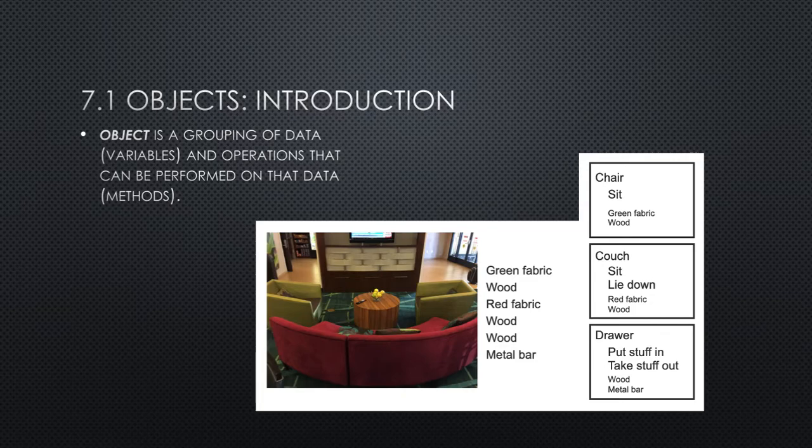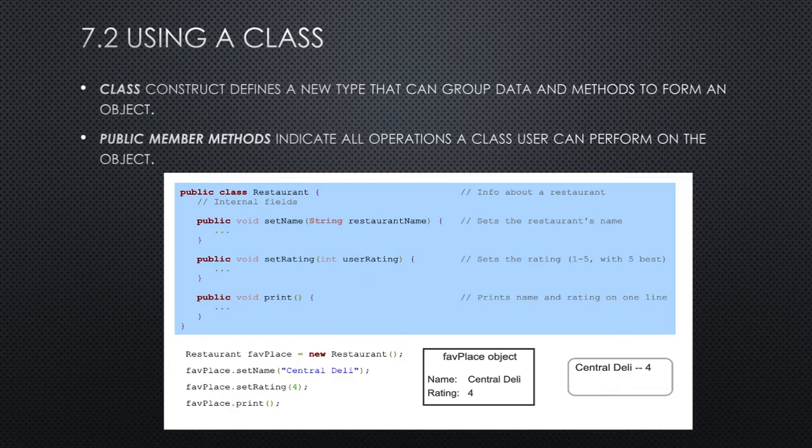All right. So next we take a look at using a class. A class is basically a construct that defines new types that can group data and methods to form an object. And public member methods indicate all operations a class user can perform on an object.